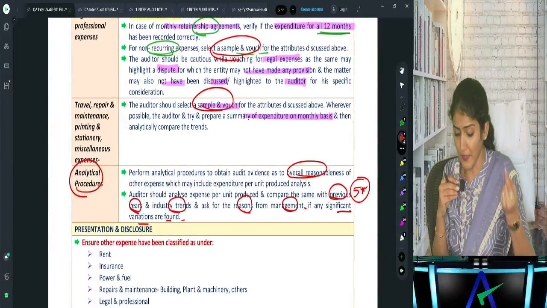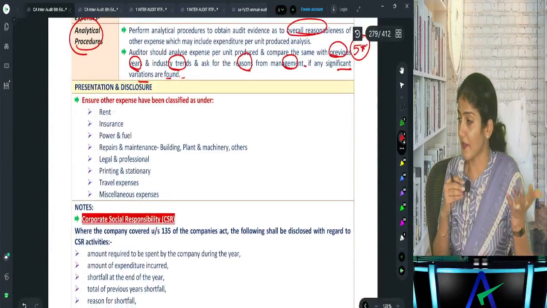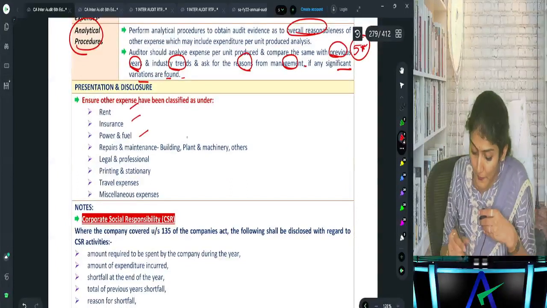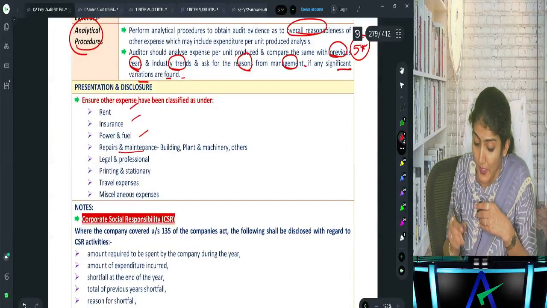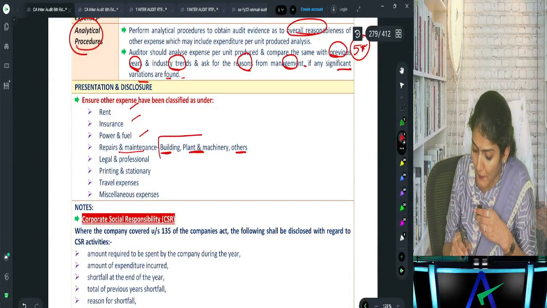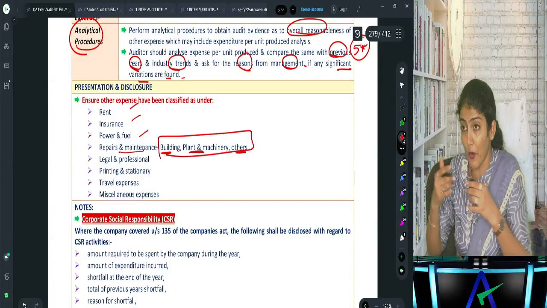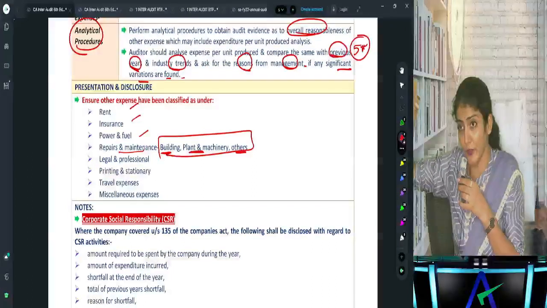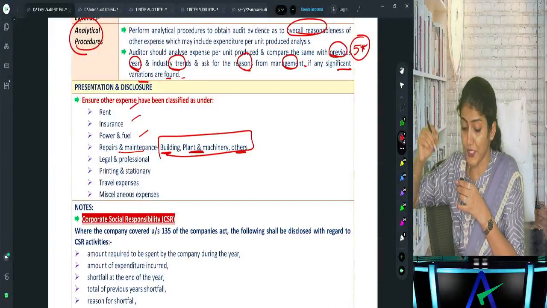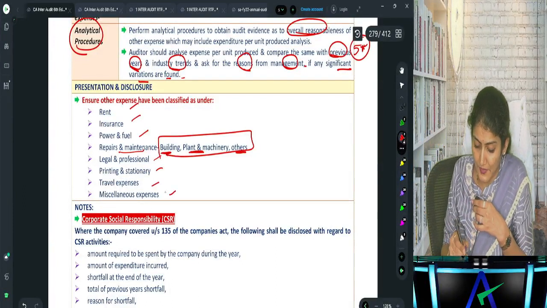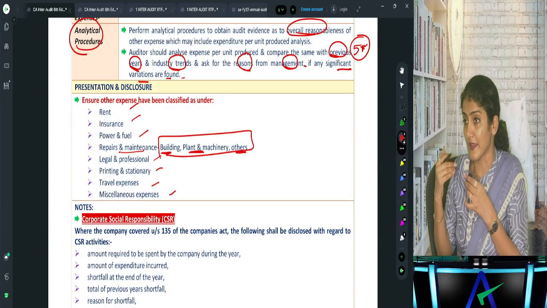Clear to everyone? Okay, and then you have the Schedule 3 disclosure. What is the breakup? Rent, insurance, power and fuel, repairs and maintenance. Can all repairs be shown together? No. For repairs, you have a breakup: repair of building, repair of plant and machinery, and repair of others. Then legal and professional, printing and stationery, travelling expenses, and miscellaneous expenses.